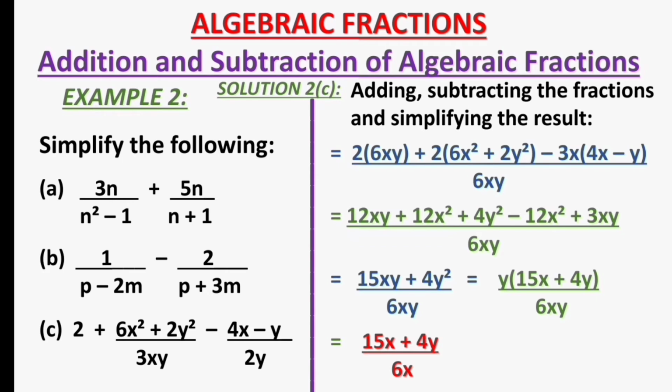After adding and subtracting the algebraic fractions and simplifying the results, the answer to example 2c is 15x plus 4y divided by 6x. I hope you got that right.